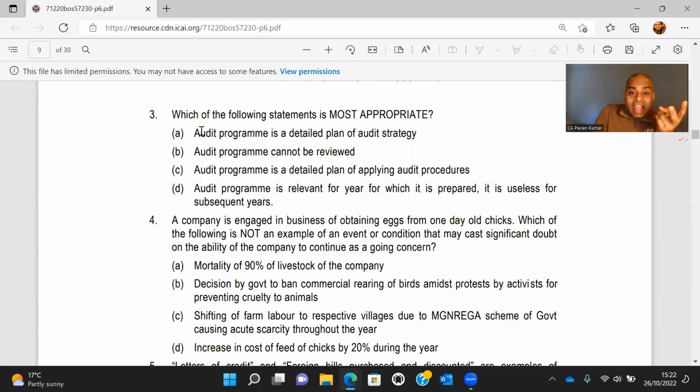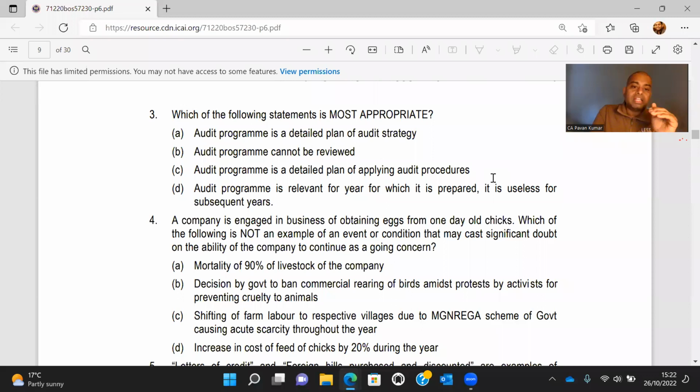Now in A and C, which one is correct? Let us see. Audit program is a detailed plan of audit strategy. Audit program is a detailed plan of applying audit procedures. So everybody is saying C. I'm so happy your answer is correct.